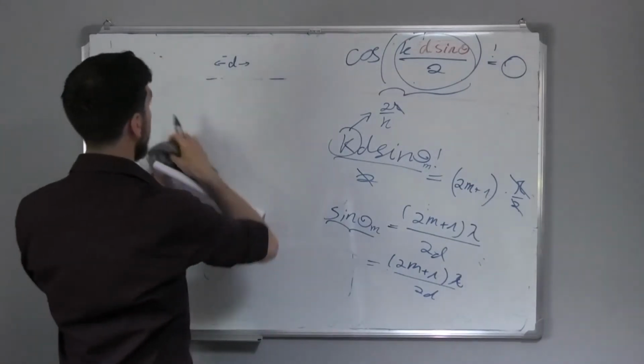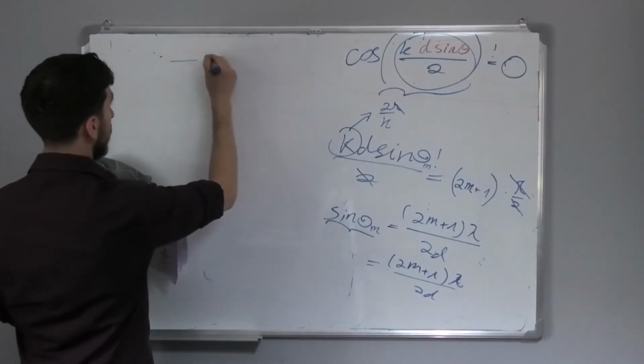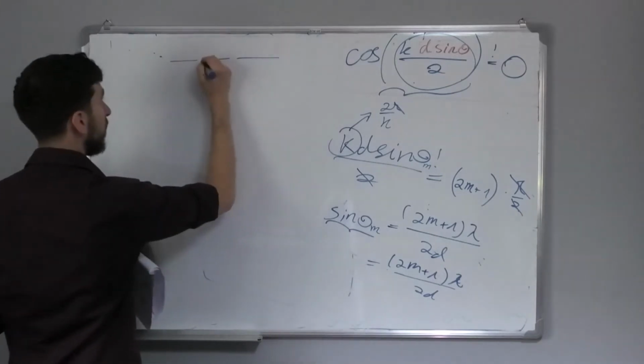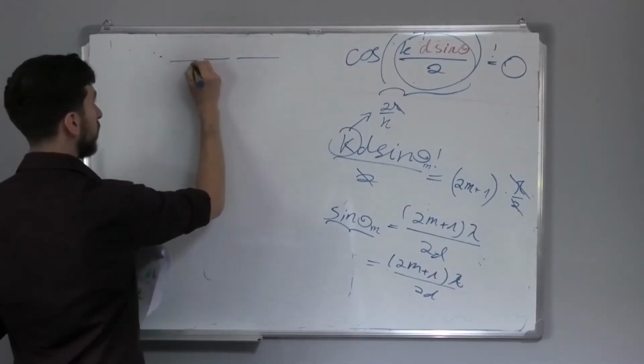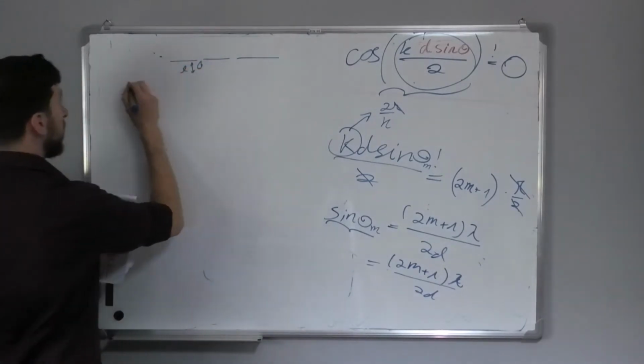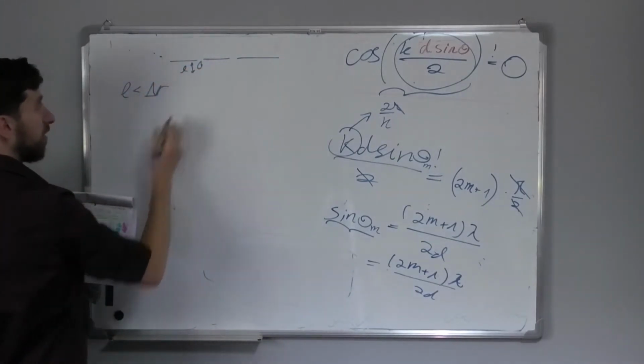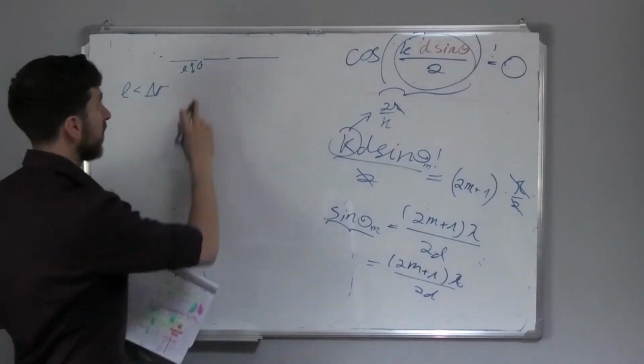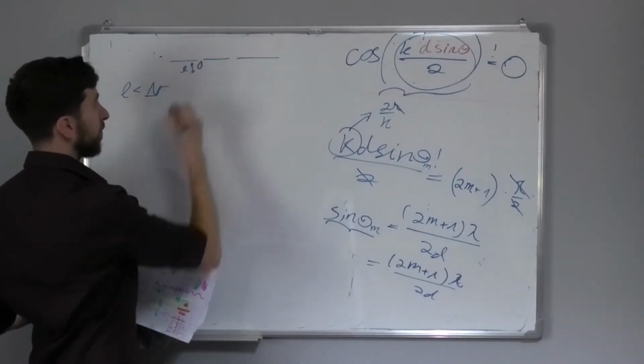So this is the slit, right? Here it is. And here there's a water drop that fell here. The water drop is not that big, okay? It's going to be L. And L is going to be smaller than the delta R. A really small droplet here, okay?